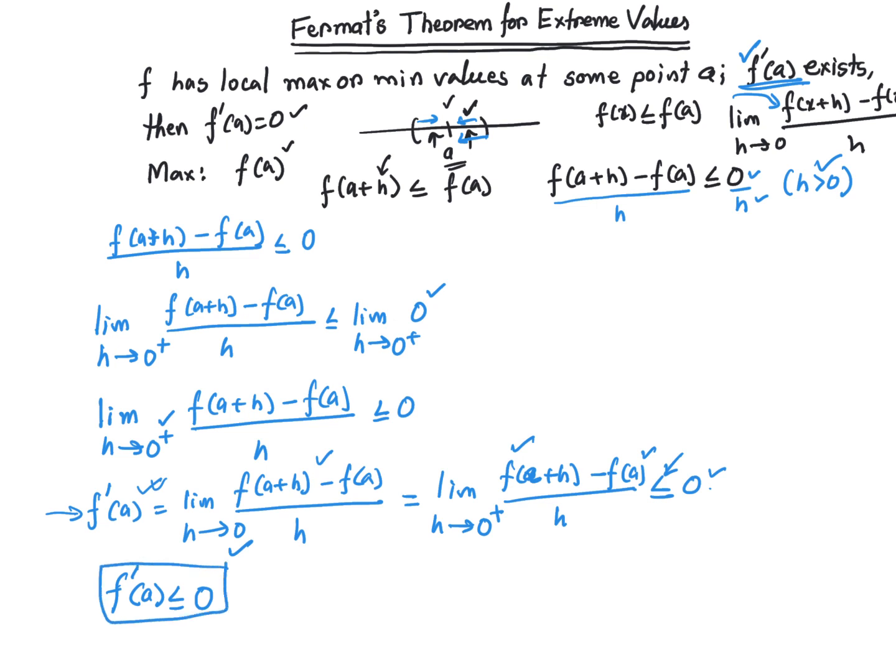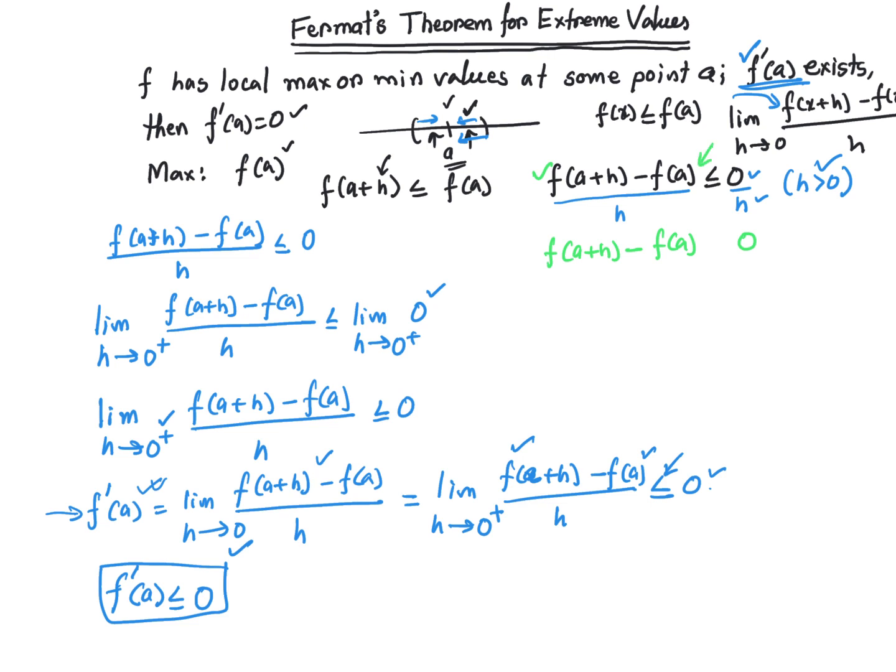Now let's go ahead and divide this expression, f of A plus h minus f of A, which is less than or equal to 0. So now in this case I have divided by a negative h.